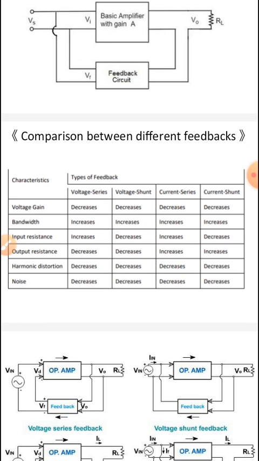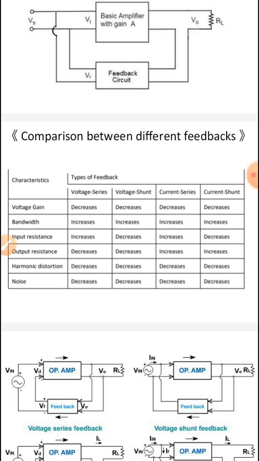And in terms of input and output resistance, in voltage series, input resistance increases and output resistance decreases. In voltage shunt, input resistance decreases and output resistance decreases; both impedances decrease in voltage shunt feedback. And in current series feedback, both the input and output resistance, that is impedance, increase.